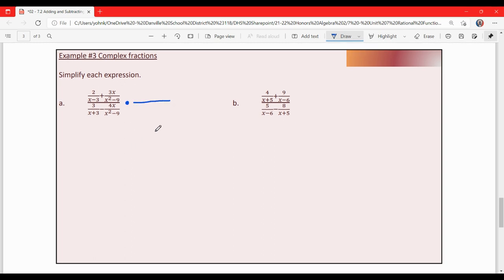So what I want to do is multiply top and bottom by a common denominator for all 4 denominators. One thing you got to notice is that x squared minus 9 is x plus 3 and x minus 3. So my common denominator is going to be x plus 3 and x minus 3. And whatever I do to the top, I have to do to the bottom.